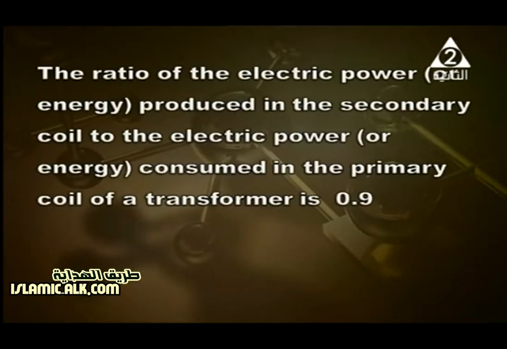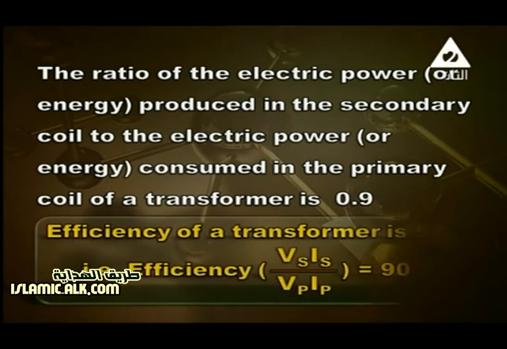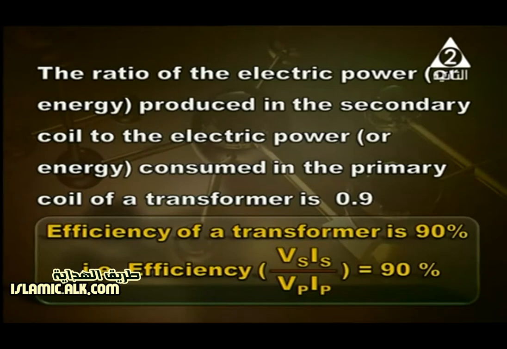Ratio of the electric power produced in the secondary coil to the electric power consumed in the primary coil of a transformer is 0.9. Ratio between the two powers, produced power and consumed power. It is efficiency. So efficiency of the transformer is 90%. We can say efficiency equals VSIS over VPIP, and it is 90%.